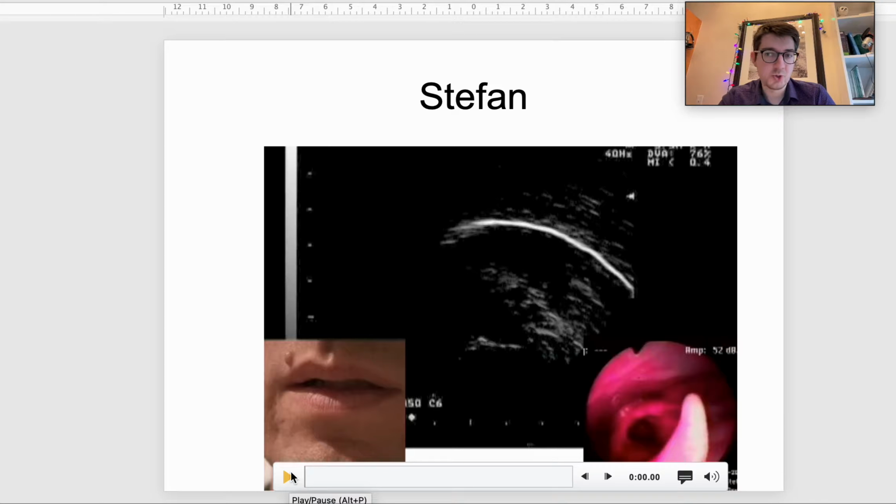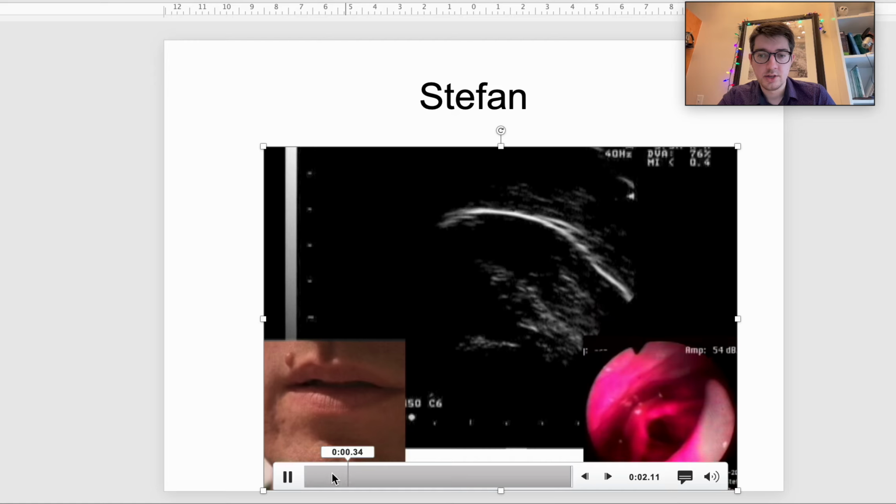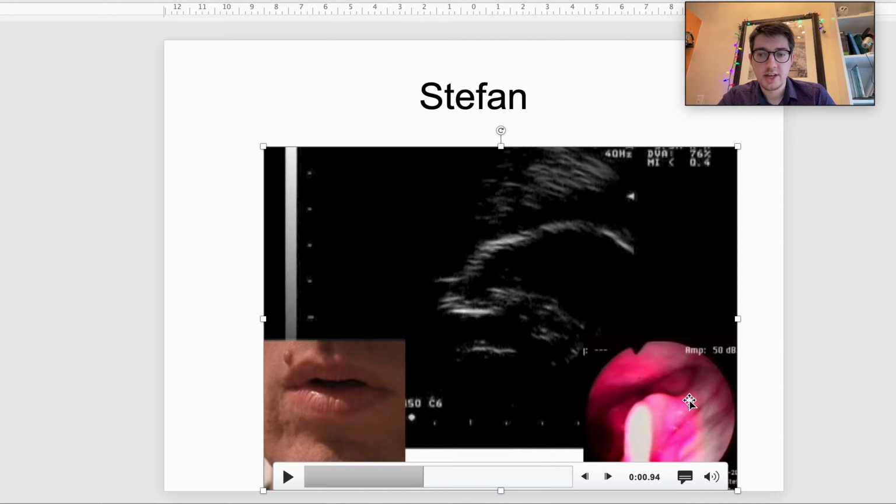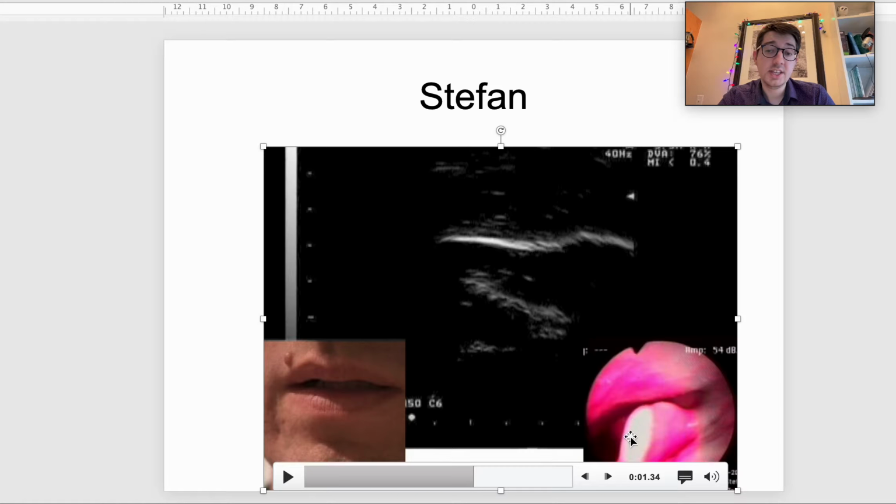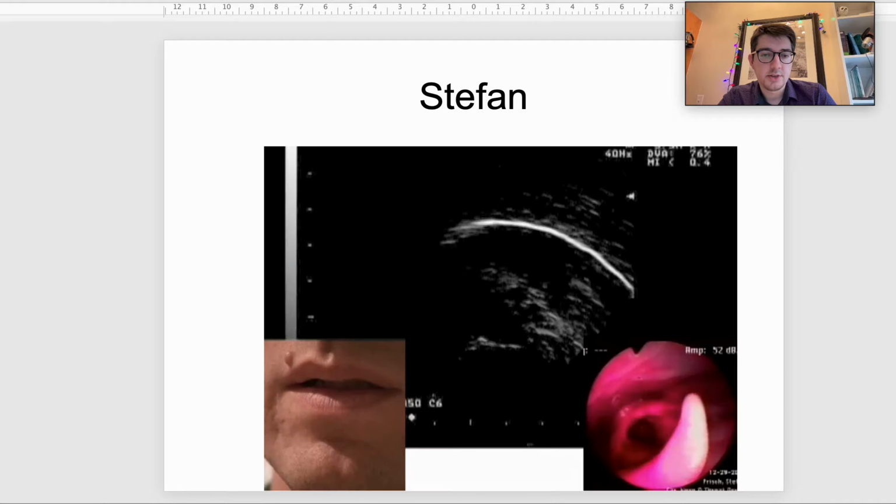And here is the epiglottis. This is not Stefan producing the epiglottal stop, but this is just to see where the epiglottis is. And here it is, right? This is the epiglottis. And you see he's even touching a little bit the pharyngeal wall here, but not technically producing the sound because of not producing it right. So yeah, that's about it on epiglottal and glottal stops.